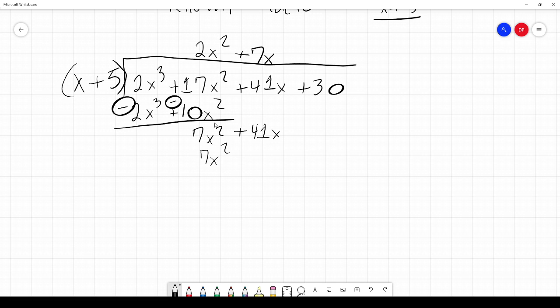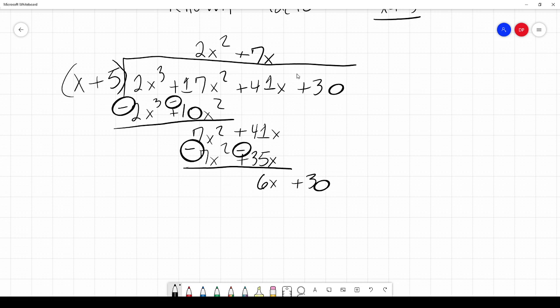So now we multiply again. 7x times x is 7x squared. 5 times 7x is going to be a plus 35x. And we subtract that. So we're going to get 0 again here. And we have 41x minus 35x. That's going to be 6x plus 30.